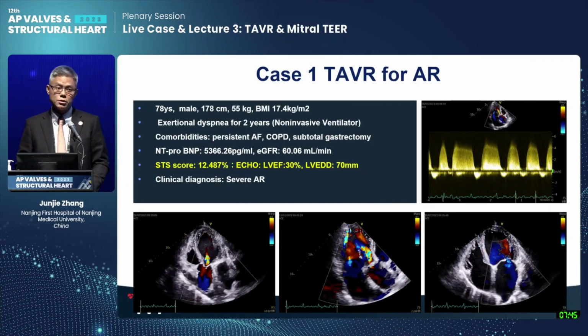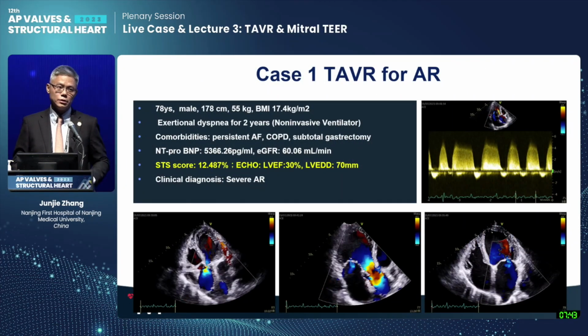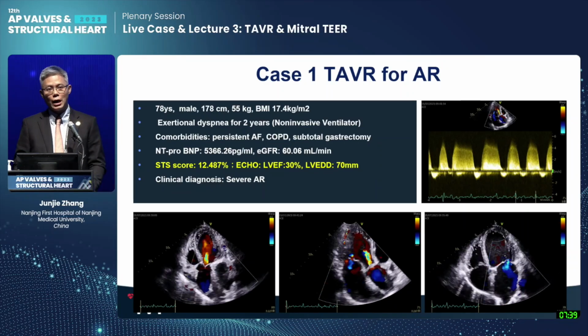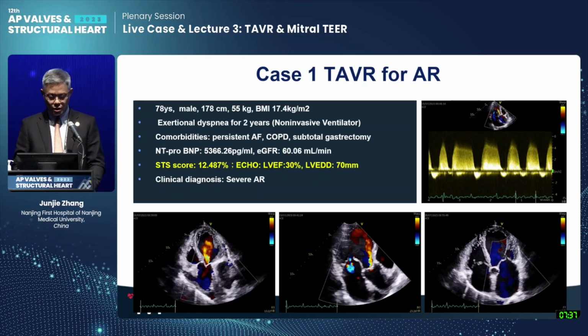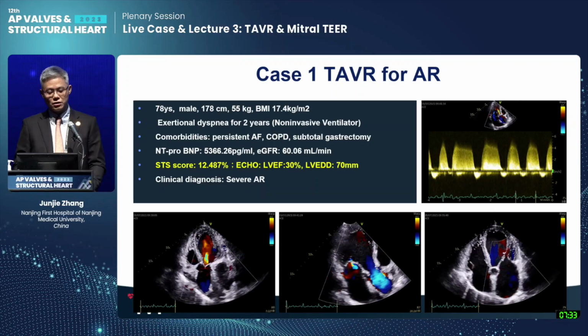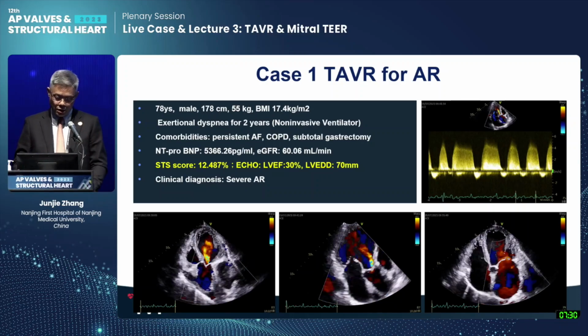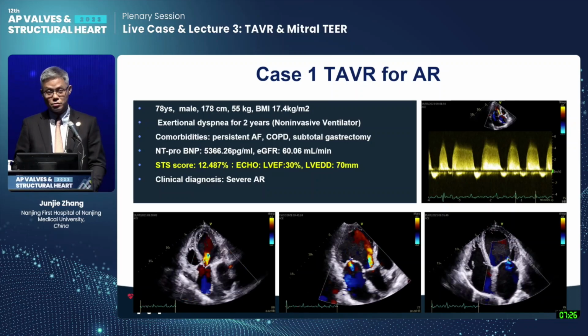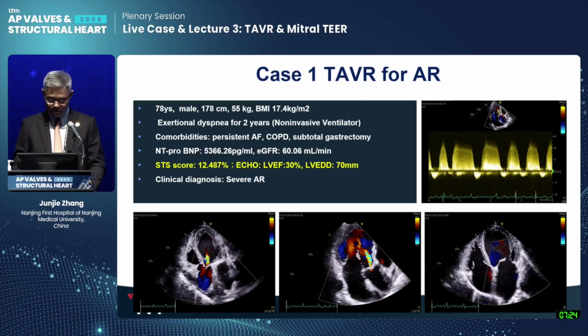So in the recent 3 years, our center used a self-expanding valve for the treatment of high-risk aortic regurgitation. This is also, you can see, an elderly patient presented with heart failure with a severe aortic regurgitation. You can see the aortic root is dilated, and also high risk for SAVR.